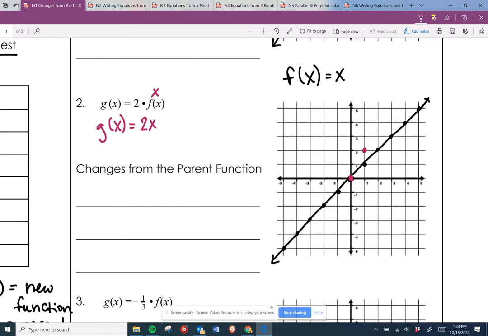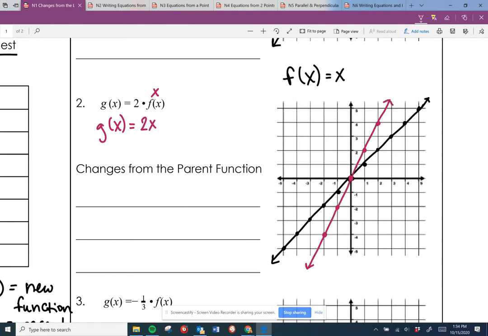But instead of having it here at 1, 1, well, 2 times 1 is 2, right? 2 times 2 is 4, okay? Same thing, 2 times negative 1 is negative 2. 2 times negative 2 is negative 4. So my graph increased in steepness, right?